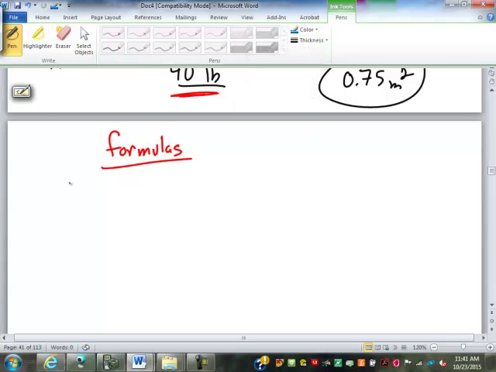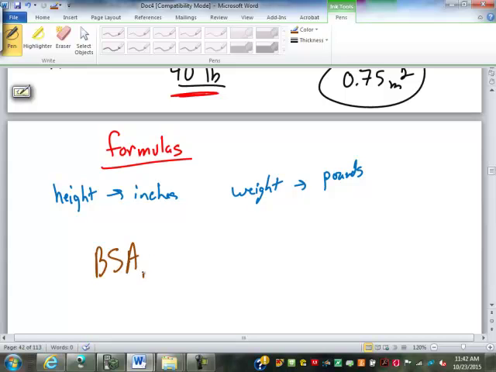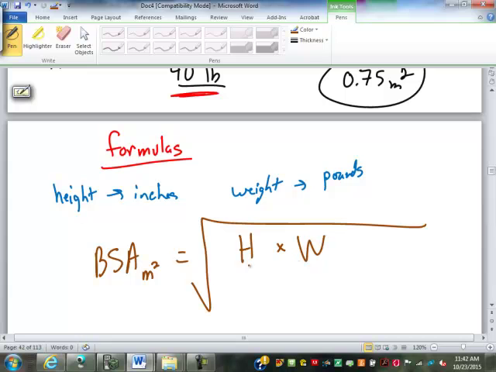If we are given the height in inches and the weight in pounds, the body surface area in meters squared is equal to the square root of their height times their weight divided by 3,131.